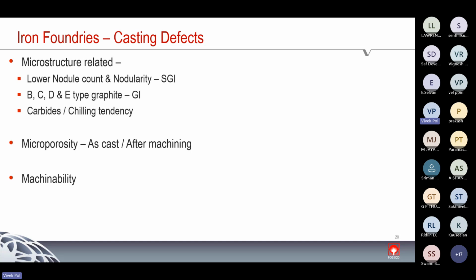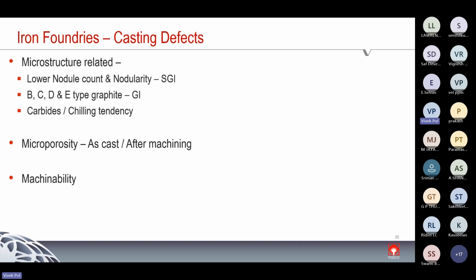With respect to porosity or shrinkage, in as-cast condition as well as after machining, we are getting this type of defect. After machining it is more severe because it comes with added machining cost as well as foundry cost. That's why cost-wise as well as overall time consumed is also more. When we face this defect, we have already lost some days, and the casting is rejected.